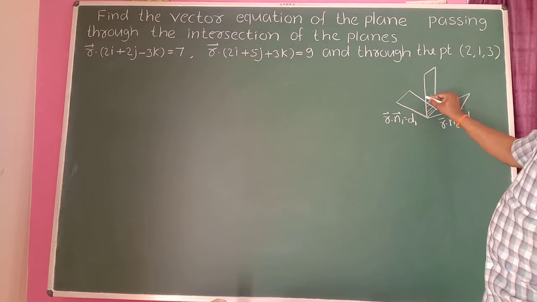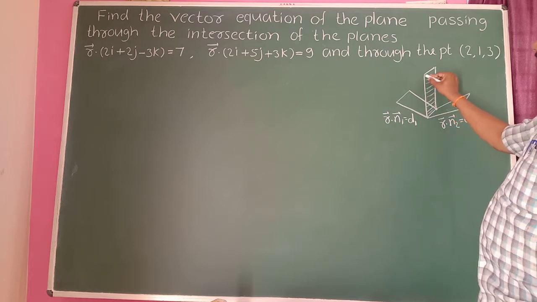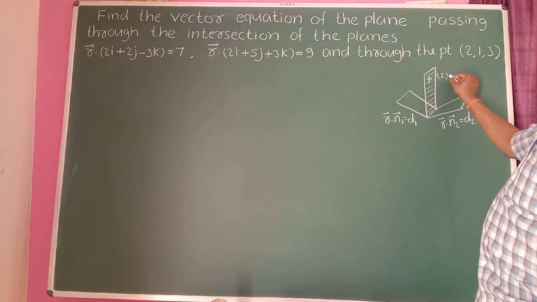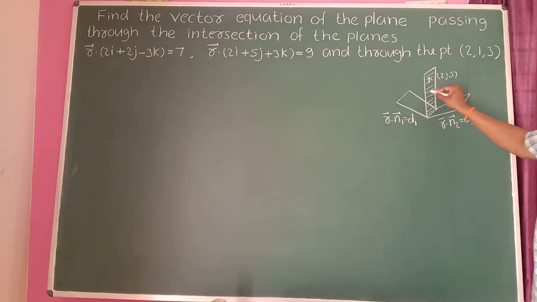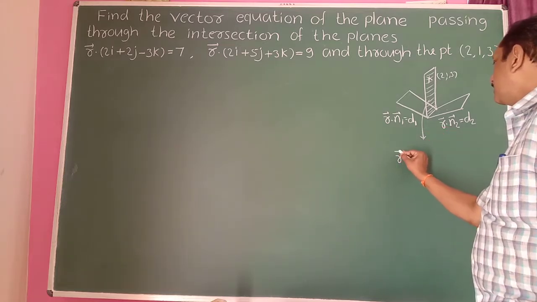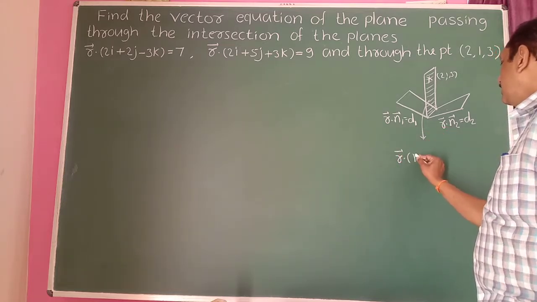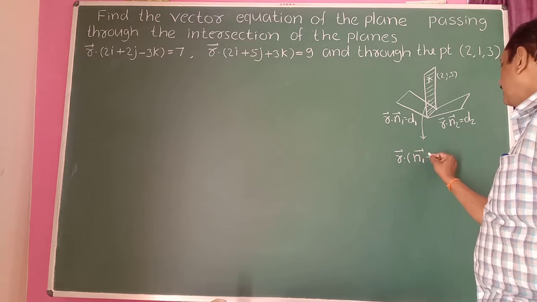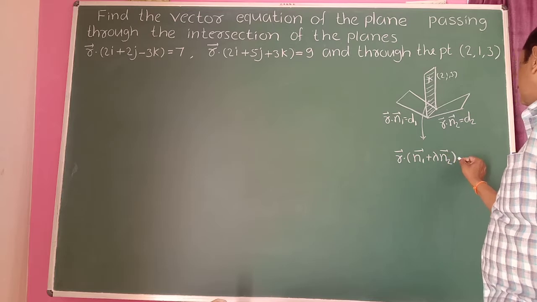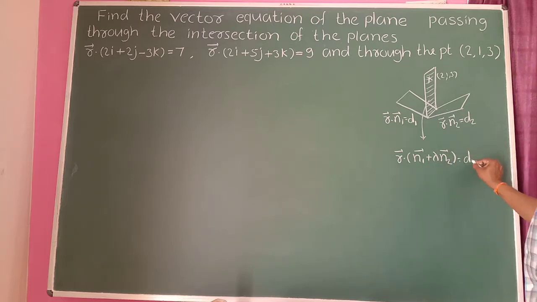Here we want this plane, passing through the point (2, 1, 3), which is already given. In that case, the equation of this plane is given by r bar dot (n1 bar + lambda n2 bar) = d1 + lambda d2. Okay, so this is the formula.